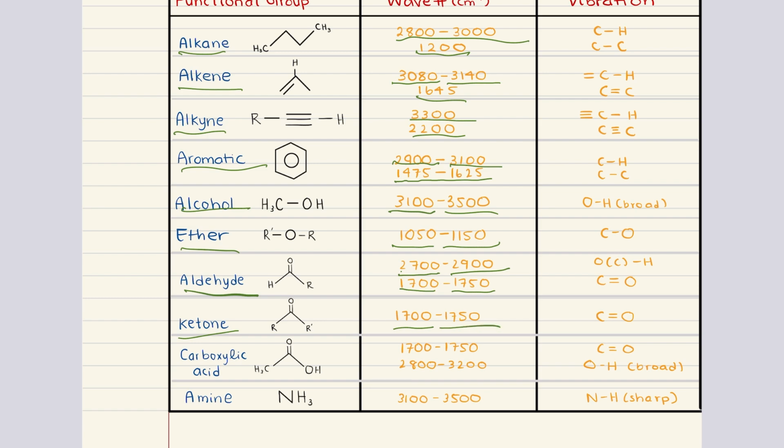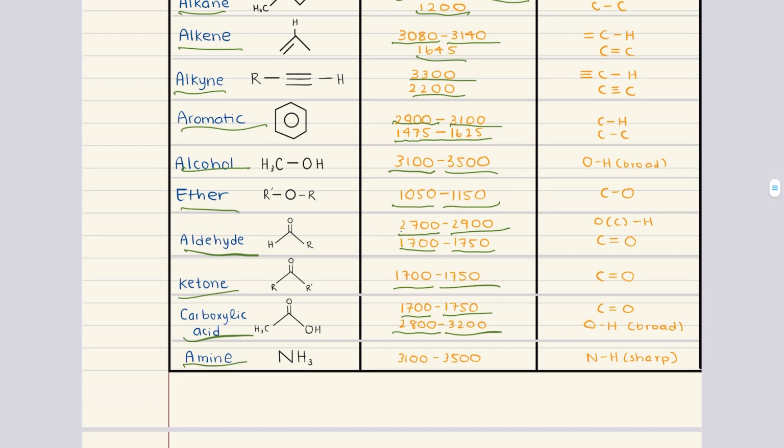Ketones show a strong carbonyl stretch, which appears in the same range of 1,700 to 1,750 wave numbers. Carboxylic acids display two major signals: a broad oxygen-hydrogen stretch from 2,800 to 3,200 wave numbers, and then a carbonyl stretch around 1,700 to 1,750 wave numbers. Amines exhibit a sharp nitrogen-hydrogen stretching signal that's typically found between 3,100 and 3,500 wave numbers. So, all of this information is really important to be familiar with.